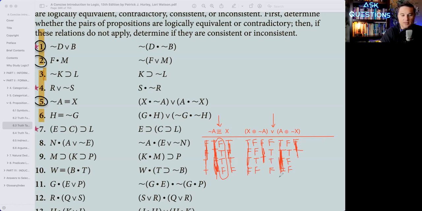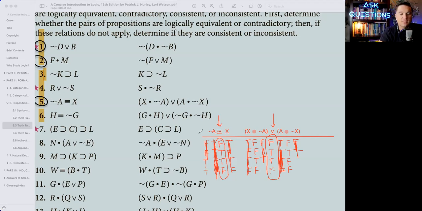And then we can circle this. We don't have to, but this is common. So we're comparing these two statements. Here are the columns underneath their main connectives. And lo and behold, they are logically equivalent. The exact pattern, FTTF, FTTF. And so we did 5 there.